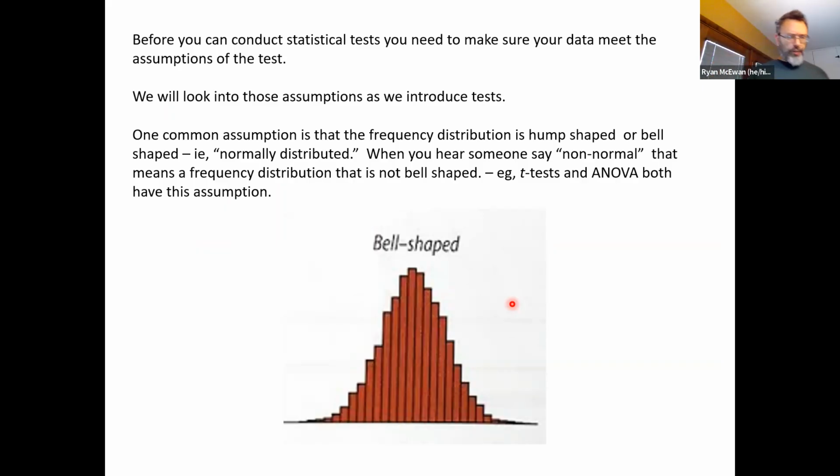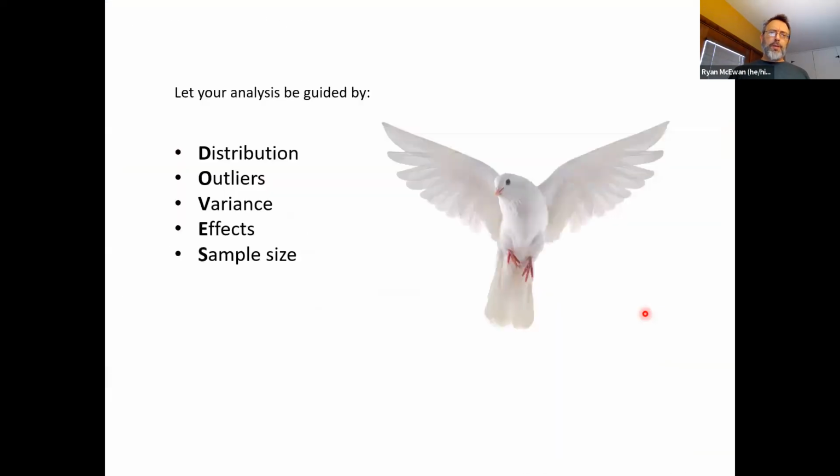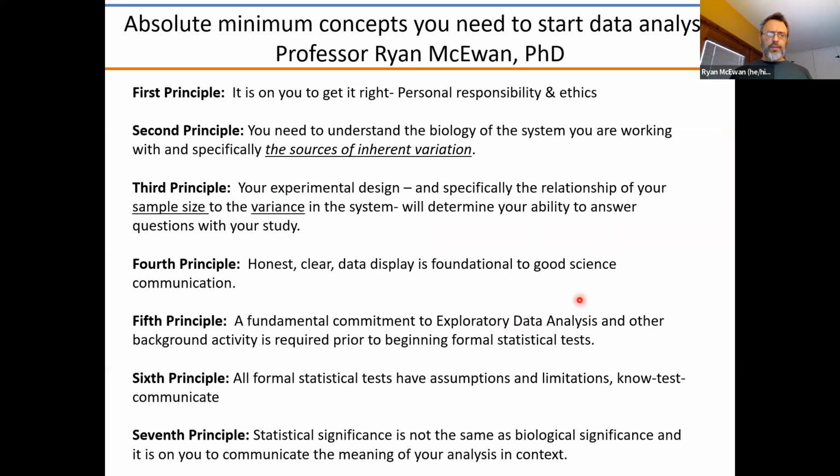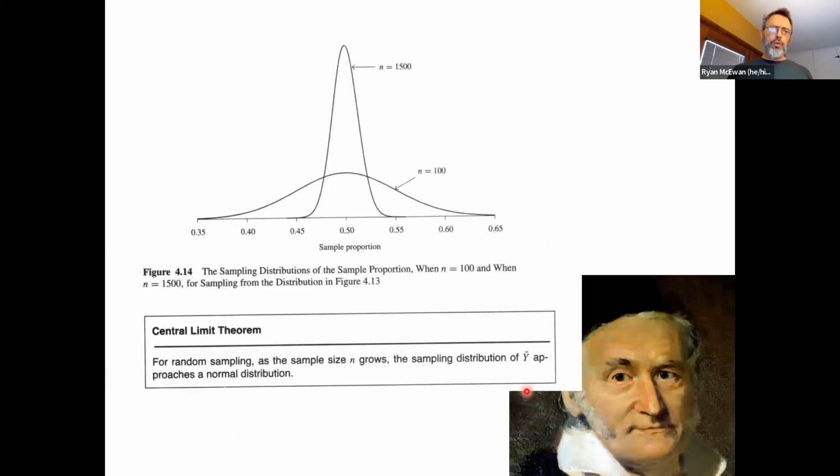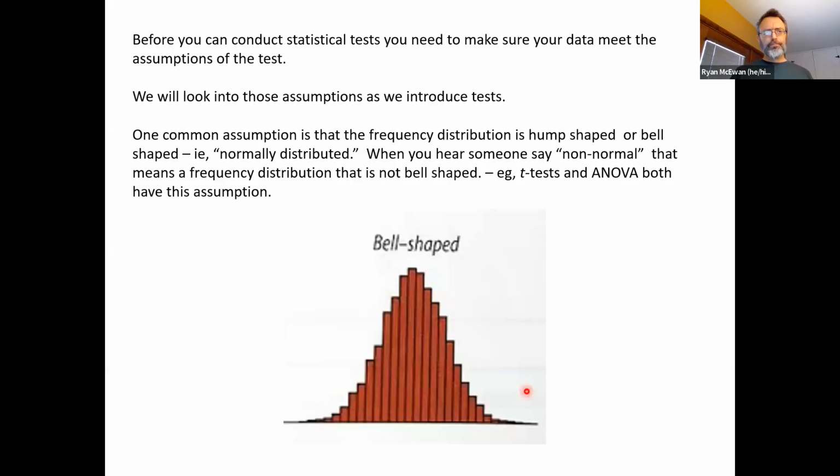Before you can conduct statistical tests, you need to make sure that your data meets the assumptions of the test. We have to look into the assumptions as we introduce each test, and we will do that. And just to say up the top, all formal statistical tests have assumptions and limitations. You have to know what those are, test them, and communicate them when you're doing analysis.